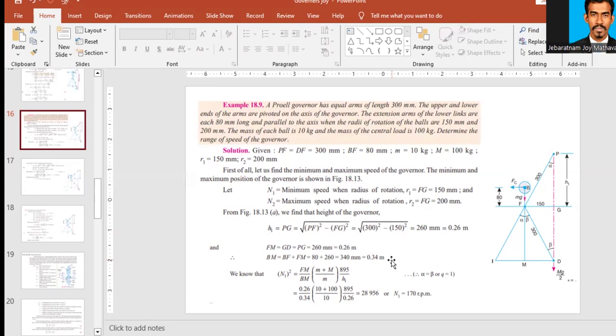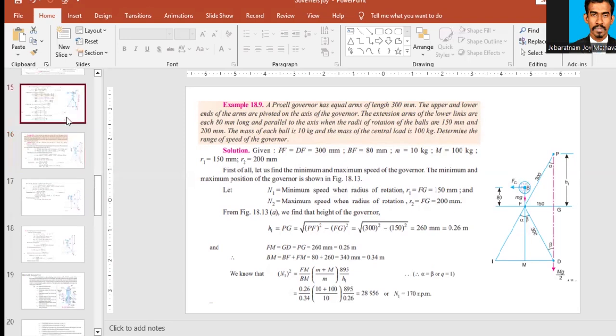Now we can find the N. N is equal to FM upon BM, FM upon BM into M plus N.